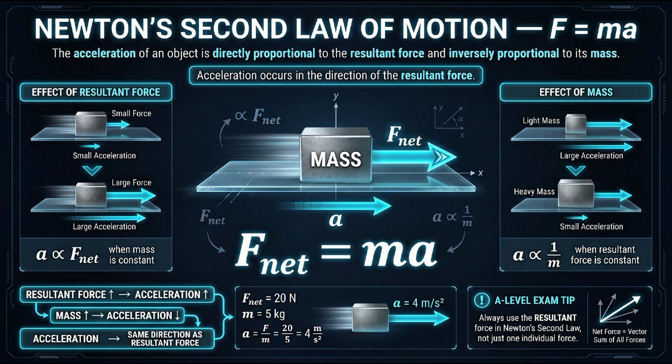Newton's second law can also be connected directly to Newton's first law. If the resultant force is zero, then F net equals zero. Since F net equals ma and mass cannot normally be zero for an ordinary object, the acceleration must also be zero. When acceleration is zero, velocity remains constant. Therefore, Newton's first law can be viewed as a special case of Newton's second law where the resultant force is zero.